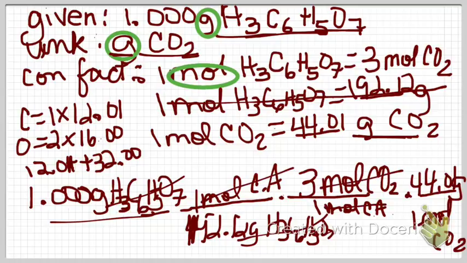And so then you're going to put that in your trusty handy dandy calculator. And you're going to say 1.00 divided by 192.12 times 3 times 44.01. And you should get 0.687. We have 1, 2, 3, 4. We have 4 sig figs in our given. So that's what you should report in your answer.